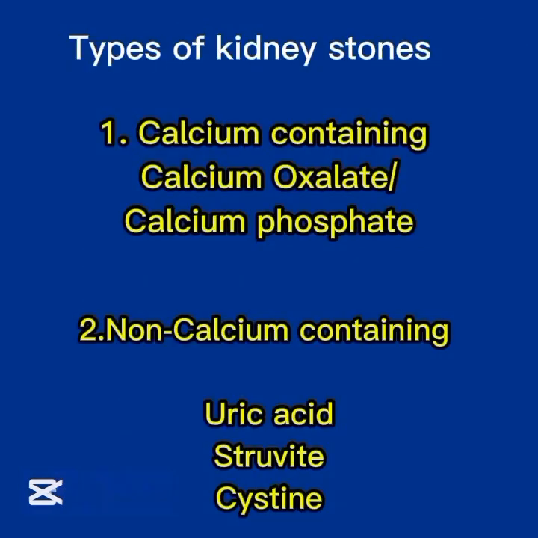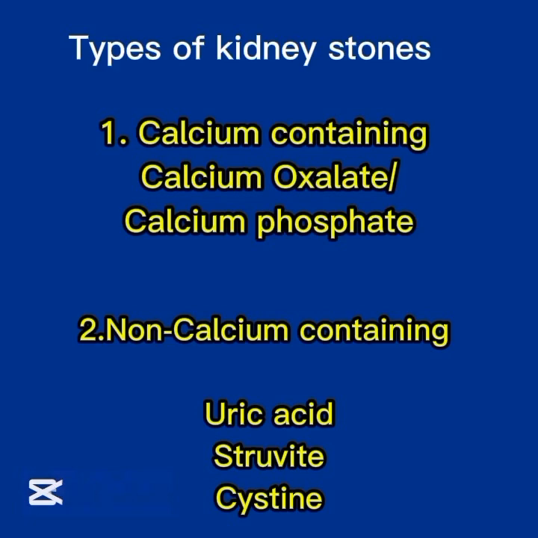And what are the types of kidney stones? We have got different types of kidney stones. We can classify them as calcium containing and non-calcium containing. Under calcium containing, we have calcium oxalate and calcium phosphate stones. And under non-calcium containing, we have uric acid stones, struvite stones, and cystine stones. Let's look at the calcium containing, that is calcium oxalate and calcium phosphate.